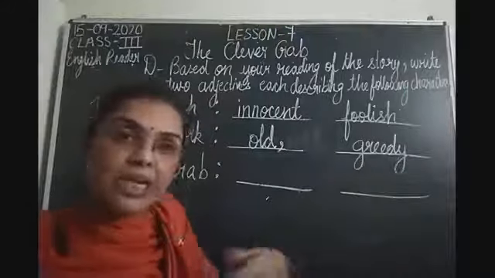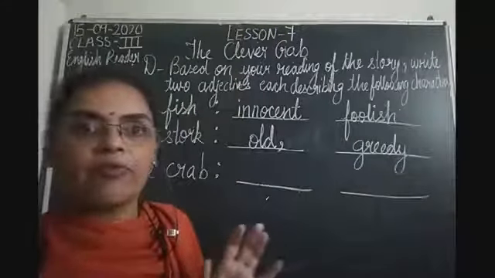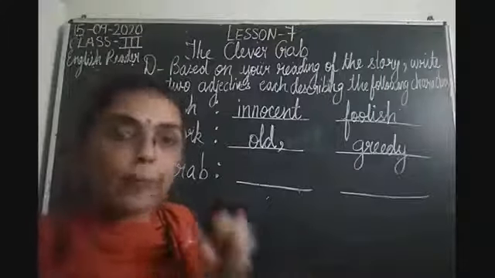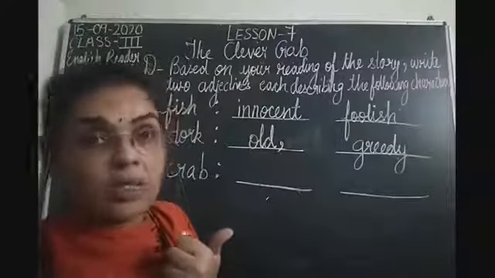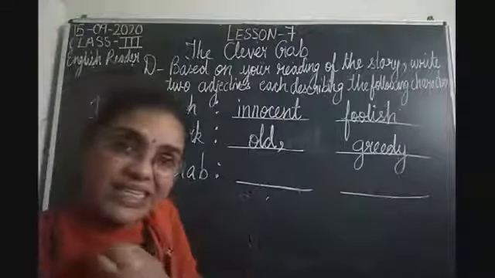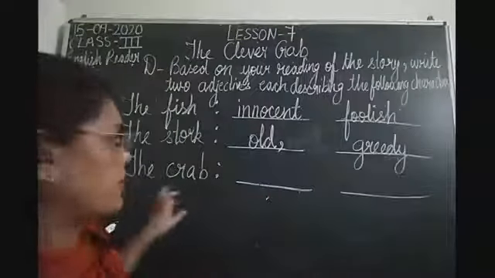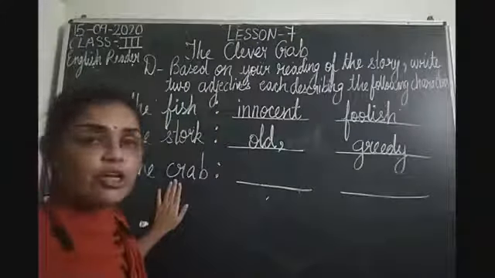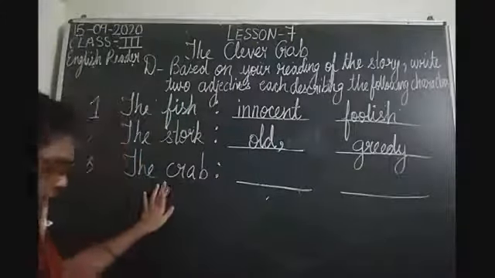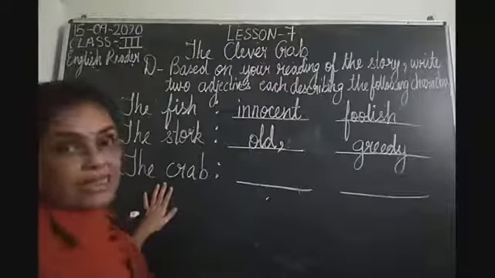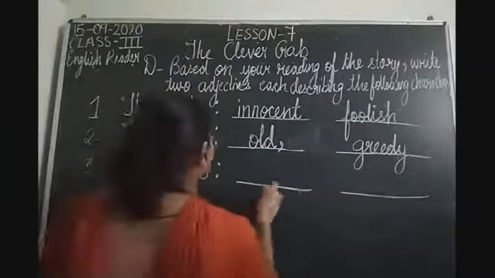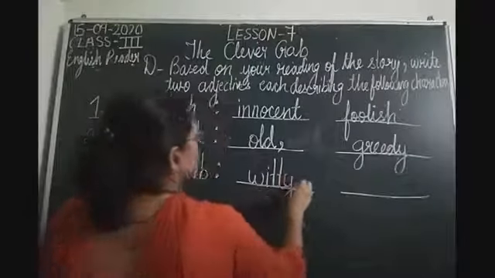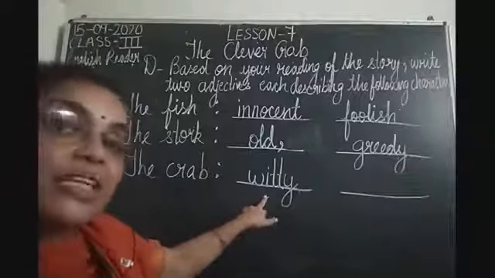ग्रीडी। एंड बेटा उसकी ग्रीड उसके डाउनफॉल के लिए रिस्पॉन्सिबल थी कि फाइनली उसकी ग्रीड में जब उसने सोचा कि मैं क्रैब को भी खा लूं, तो क्रैब तो बहुत समझदार था, उसने अपने पिंसर्स डिग किए एंड ही किल्ड द स्टॉक। नाउ द थर्ड कैरेक्टर, द मेन कैरेक्टर, द मेन हीरो ऑफ द स्टोरी इज द क्रैब। और बेटा क्रैब कैसा था? क्रैब बहुत क्लेवर था, और क्लेवर का जो वर्ड दिया है लेसन में दैट इज व्हाट?